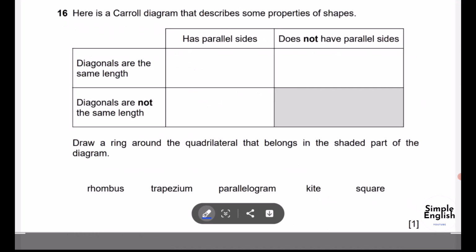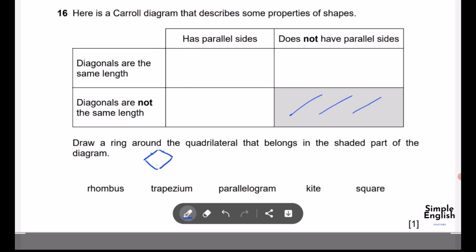16. Here's a Carroll diagram that describes some properties of shapes. Draw a ring around the quadrilateral that belongs in the shaded part, this one, right? This quadrilateral does not have parallel sides, and its diagonals are not the same length, right? So rhombus like this.